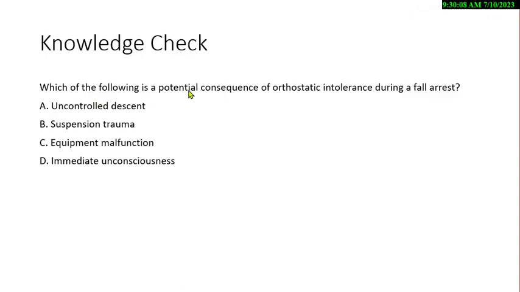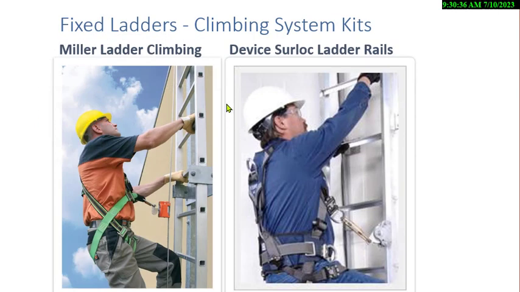Which is the following potential consequence of orthostatic intolerance during fall arrest? Uncontrolled descent, suspension trauma, equipment malfunction, immediate unconsciousness. Very good. Suspension trauma. And again, all these questions, like I said, are from the exam. I changed the words.